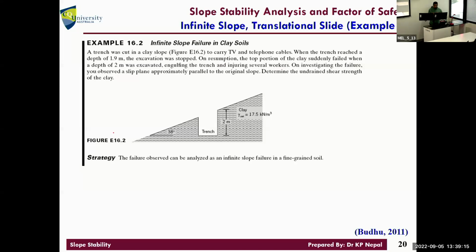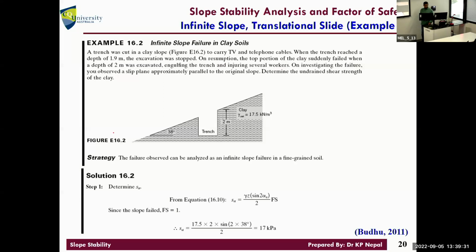So the critical factor of safety is 1, sir. Yeah, of course, it failed, so it should be 1. So for factor of safety you write 1 and back calculate C. How much did you get? 16.62, sir, 17 kilopascals. Is that correct? 16.98, which is 17 anyway. That makes sense, you see?